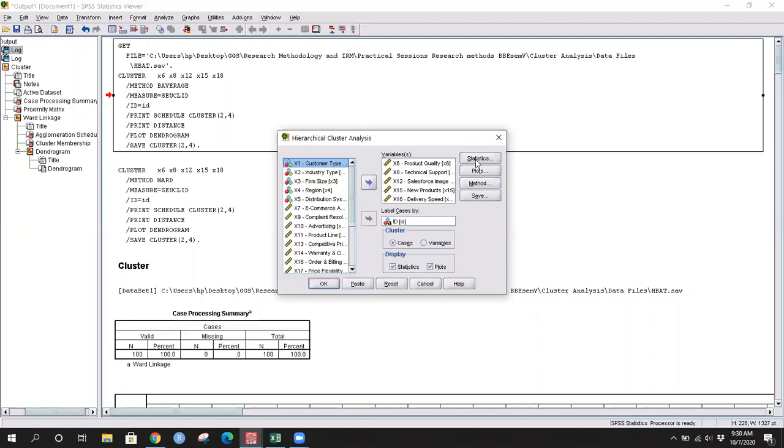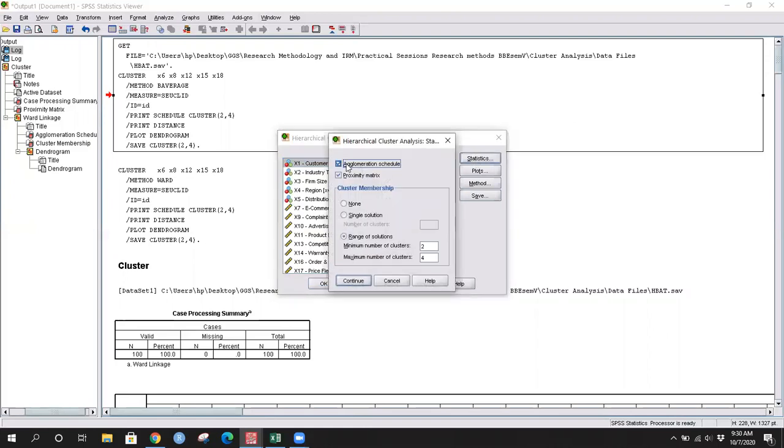Then you go to Statistics, you click Agglomeration schedule and Proximity matrix, and then you write a range of solutions. Range of solutions means that you have some idea that you might want to end up with a minimum of 2 and a maximum of 4 clusters. If you don't want to employ such a range, you might as well go with None. That's your wish, but it's always good to be guided by some theory and pick a range. Then cluster analysis will give you the solutions in this range only.